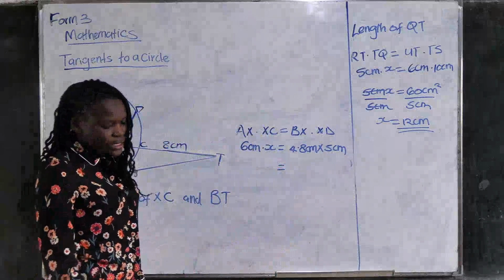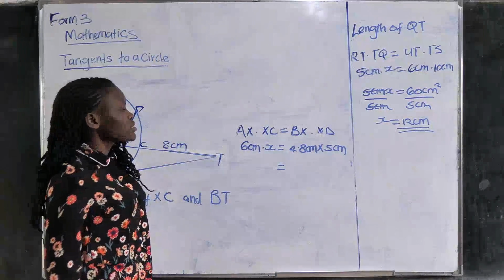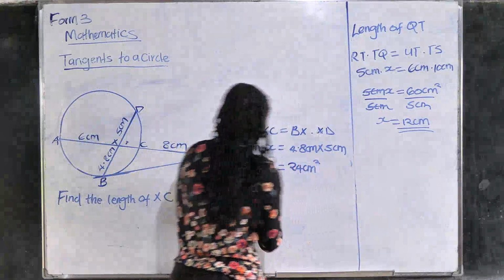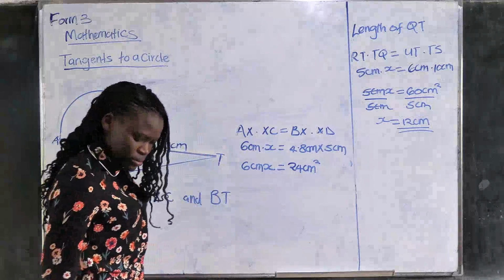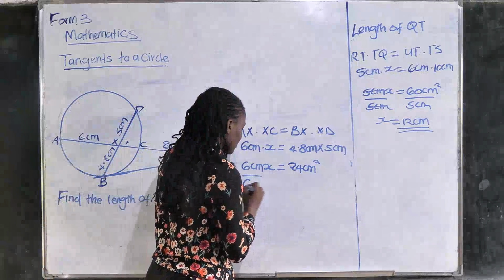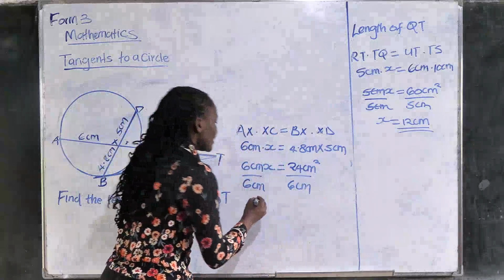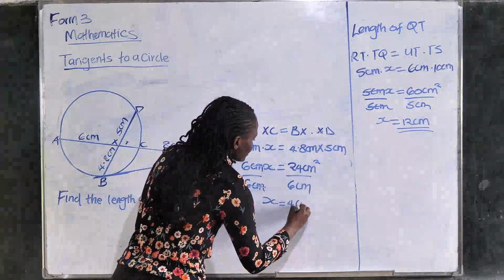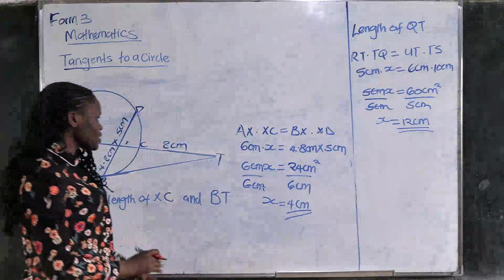If we multiply 4.8 times 5, we will get 24 square centimeter, which is equal to 6 centimeter times X. And if we divide both sides by 6 centimeter, we will get X to be 4 centimeter. X is equal to 4 centimeter.